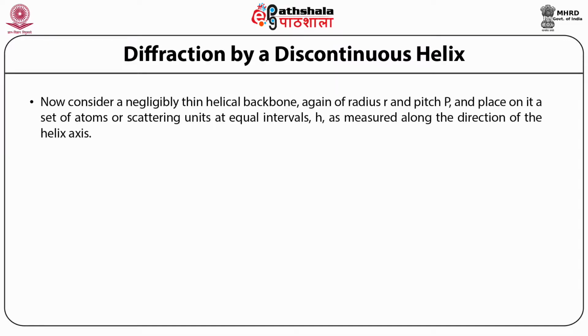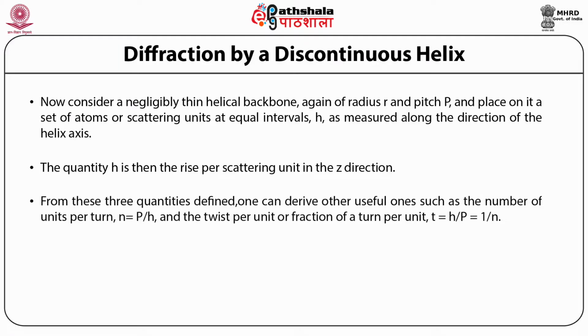Consider a negligibly thin helical backbone, again of radius little r and pitch capital P, and place on it a set of atoms or scattering units at equal intervals h as measured along the direction of the helical axis. The quantity h is then the rise per scattering unit in the z direction. From these three quantities defined, one can derive other useful ones such as the number of units per turn, little n equal to capital P by h, and the twists per unit or fraction of a turn per unit, little t equal to h over P, which is equal to 1 over small n.